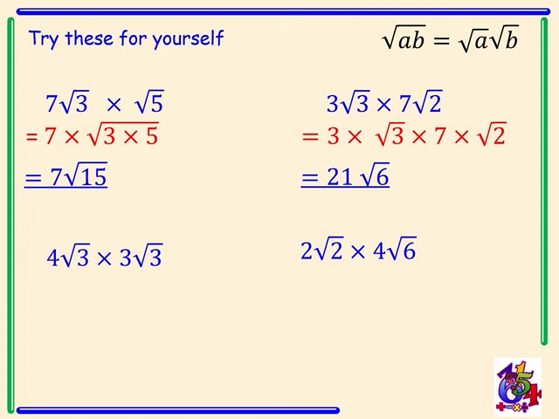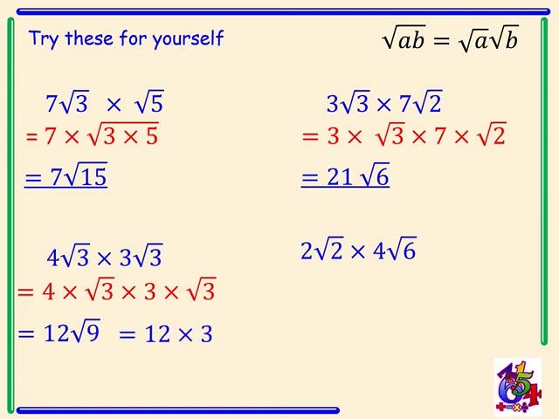Third example, 4 root 3 times 3 root 3 is 4 times root 3 times 3 times root 3. So we'll combine the whole numbers together. 4 times 3 is 12. Root 3 times root 3 is root 9. So we have 12 root 9. But remember, root 9 is 3, so that's 12 times 3, which is 36.